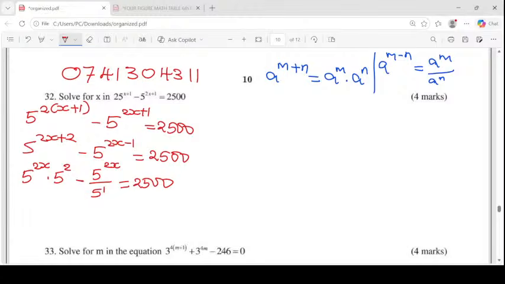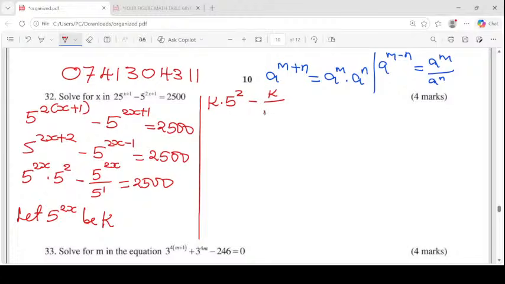Now 5 power 2x times 5 squared. What is 5 squared? 5 squared is 25. Let me say, let 5 power 2x be k, for example, an unknown k. I've made my 5 power 2x to be k in that case. So wherever there is 5 power 2x, I'll be talking about k. So I'm going to have this as k multiplied by 5 power 2 minus k over 5 to the power of 1 should give me 2500.